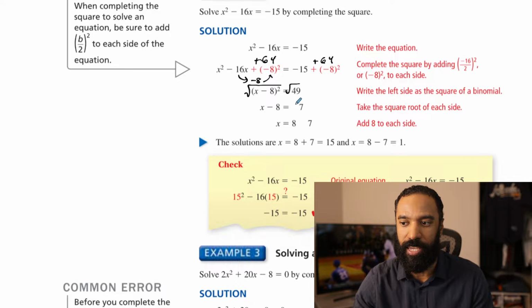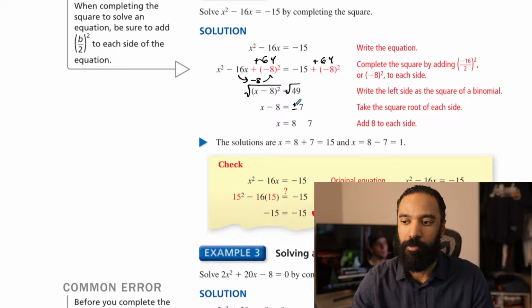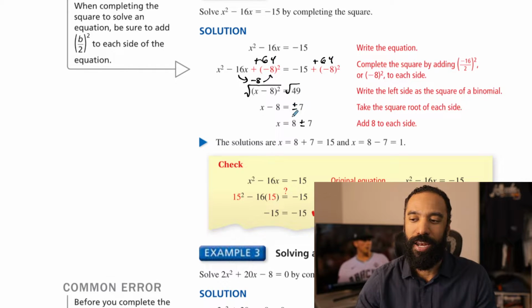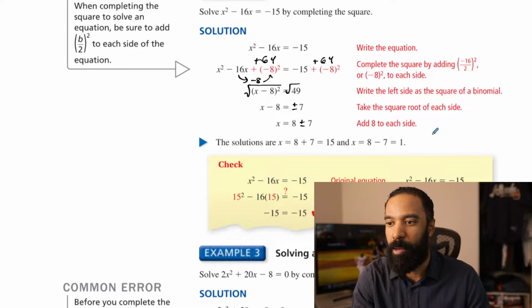And the textbook's doing this thing again. Square root of 49 is 7, but you get a plus or minus 7. This is the solving using square roots tactic from 4-3. Take the square root of both sides, you get plus or minus 7, so we get x equals, when you add 8 to both sides, like we did adding 64 to both sides, 8 plus or minus 7. 8 plus 7 is 15, 8 minus 7 is 1. You could double check that by substituting them.